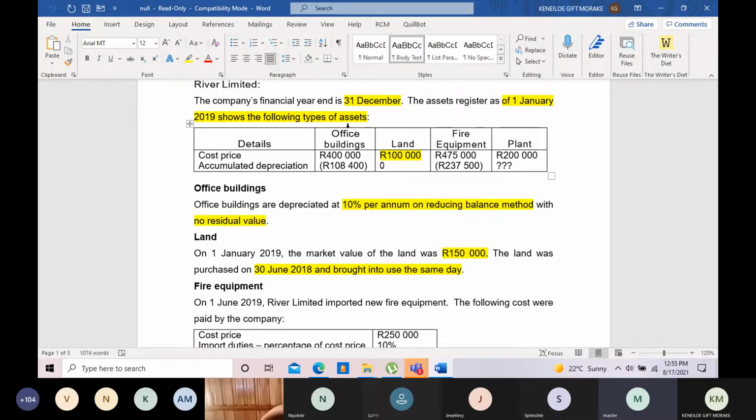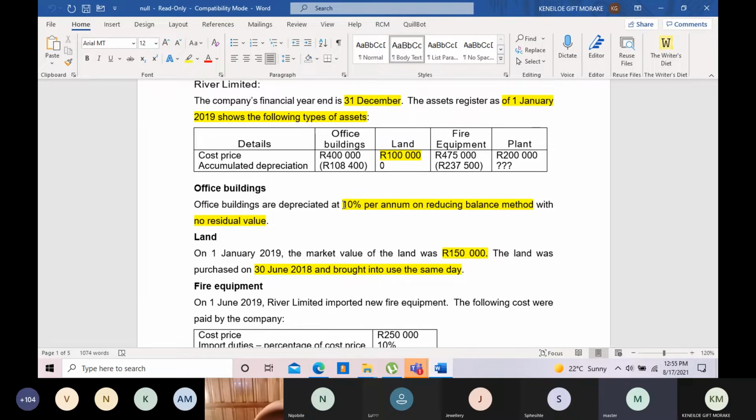So now office building is costing 400,000 at the beginning, and then the accumulated depreciation is 108,400. That is your accumulated depreciation. Now this 108,400 is given as your accumulated depreciation at the beginning. Then the cost price is also given as your cost price at the beginning as well. Remember, this is the information of the office building. And also know that the percentage of the depreciation is 10% per annum on the reducing balance method.